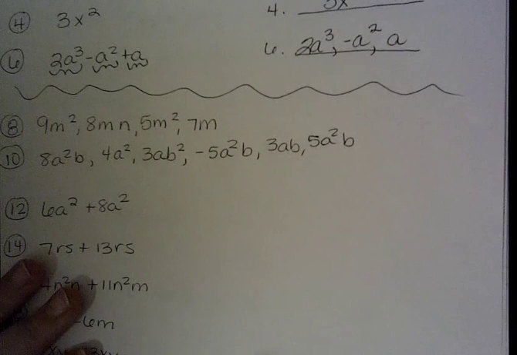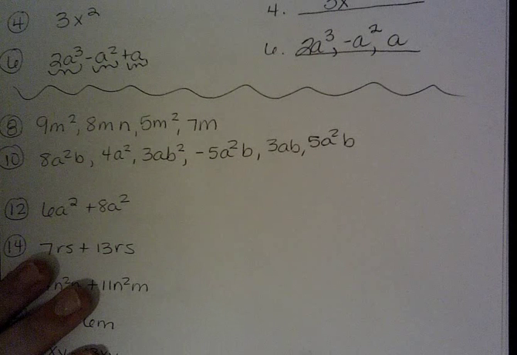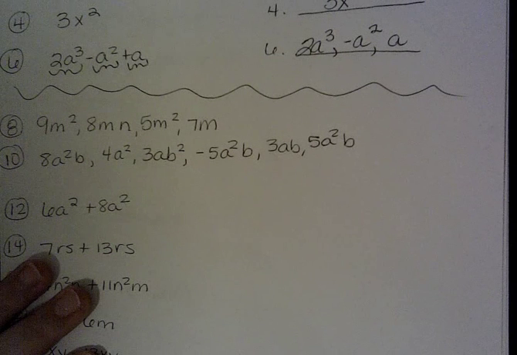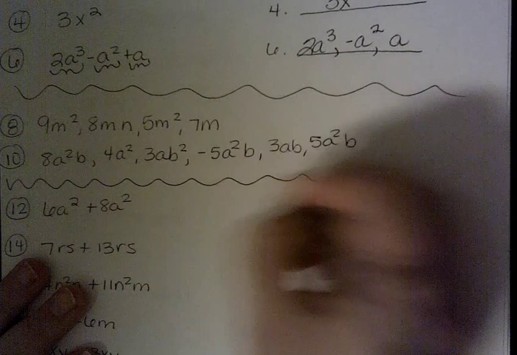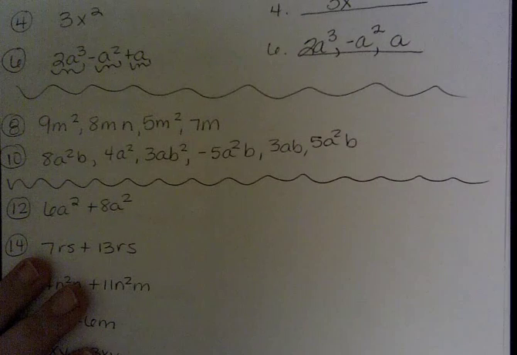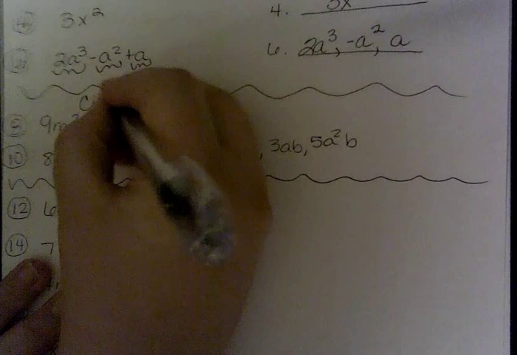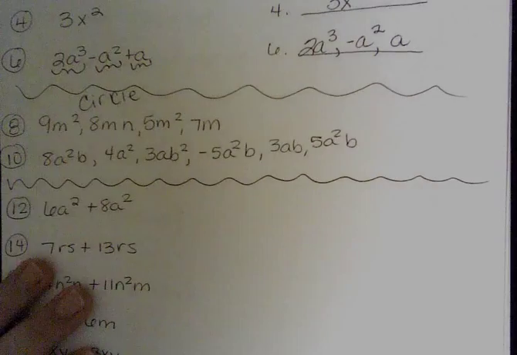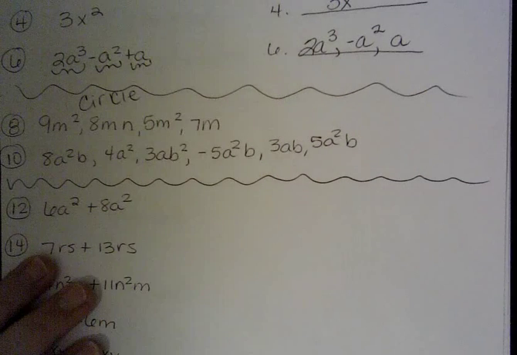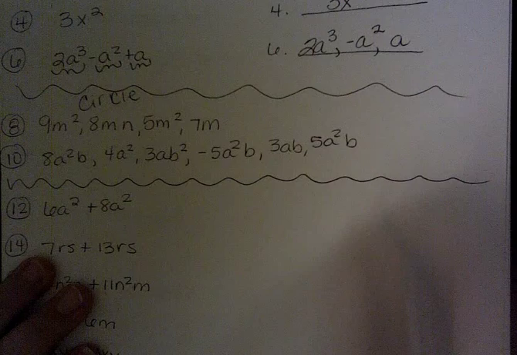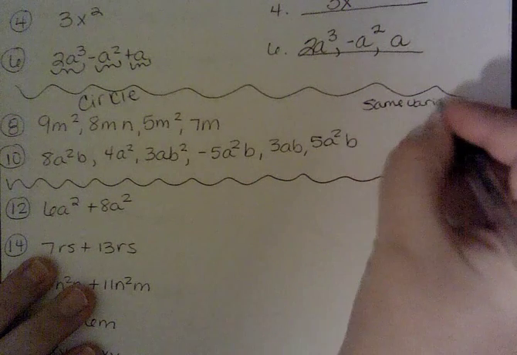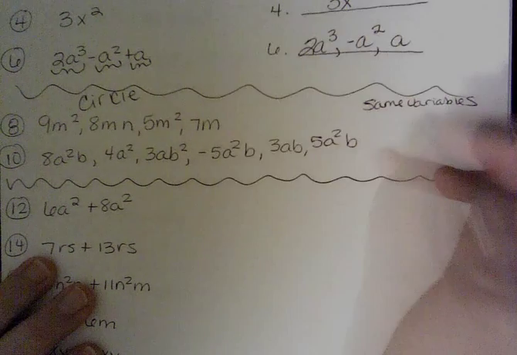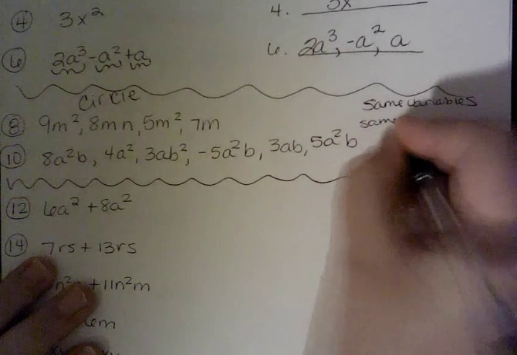Okay, now for problem numbers 8 and 10, the directions tell us to identify the like terms in each list. The directions, when you look at your test and on your study guide, are going to tell you to circle the like terms, okay? So a like term is when you have the same variables and you have the same exponents.